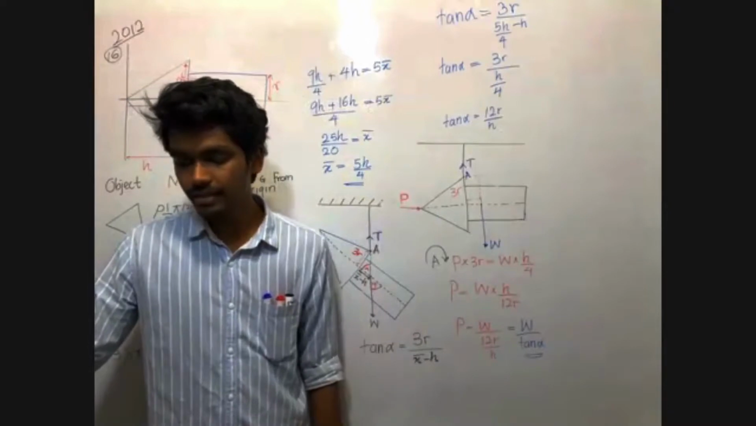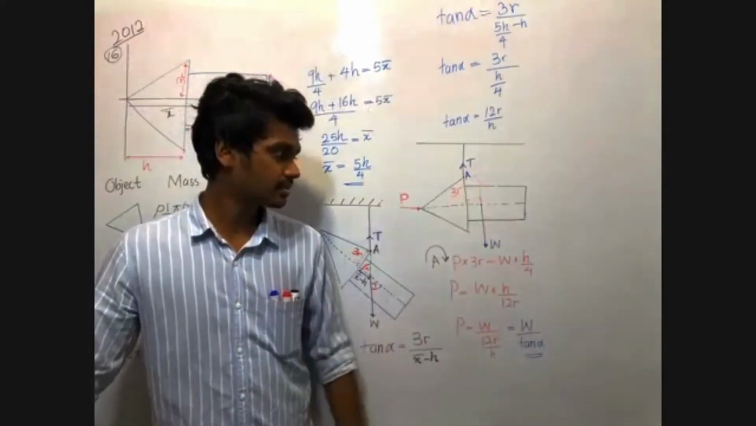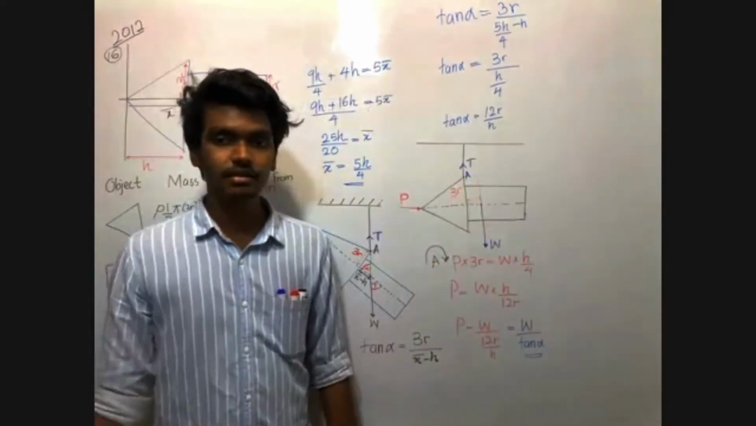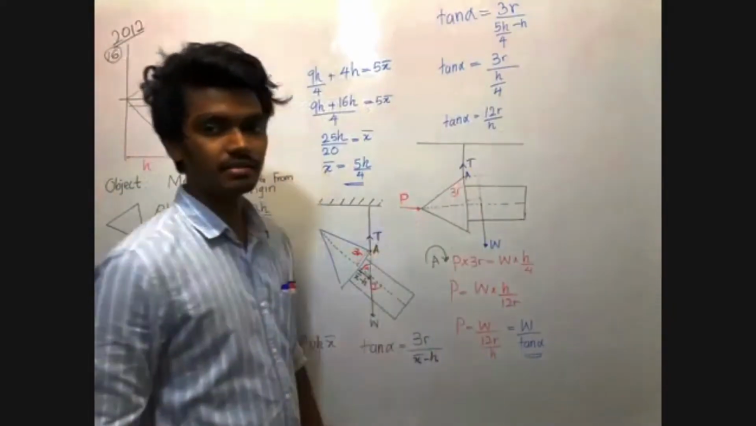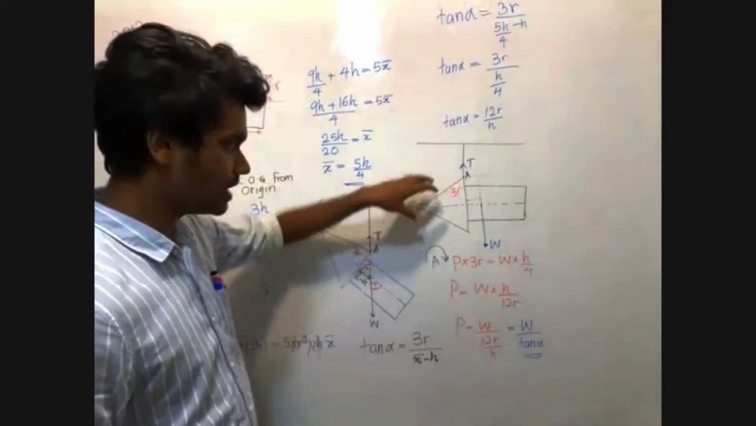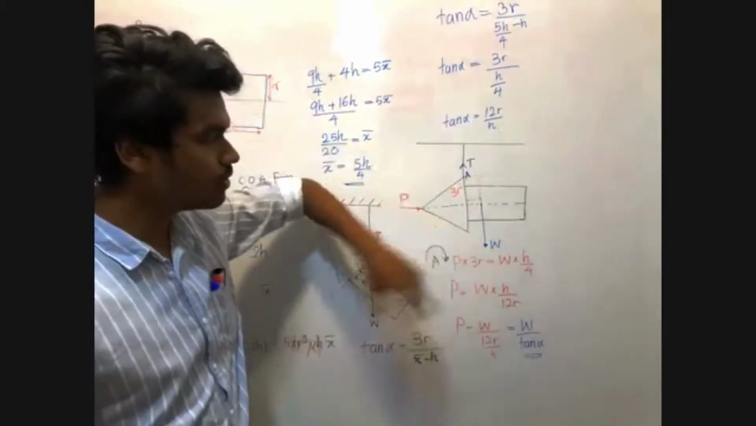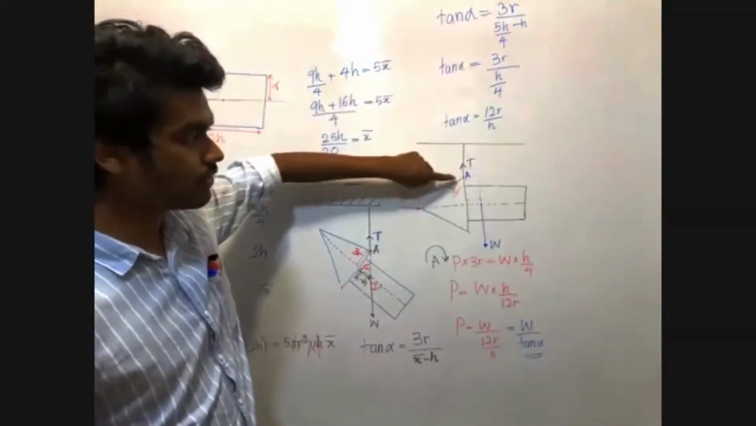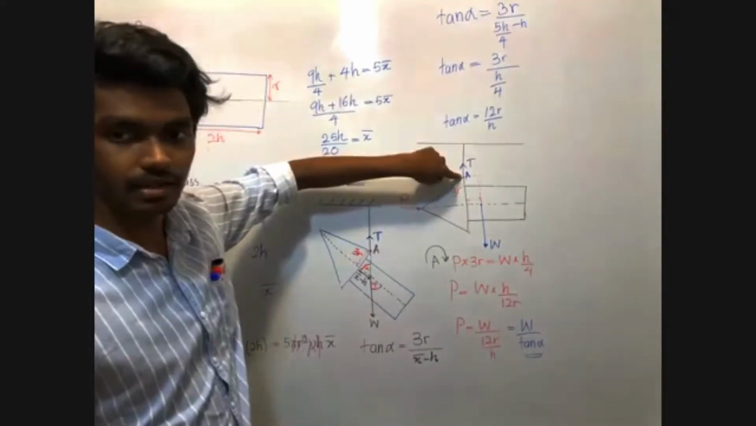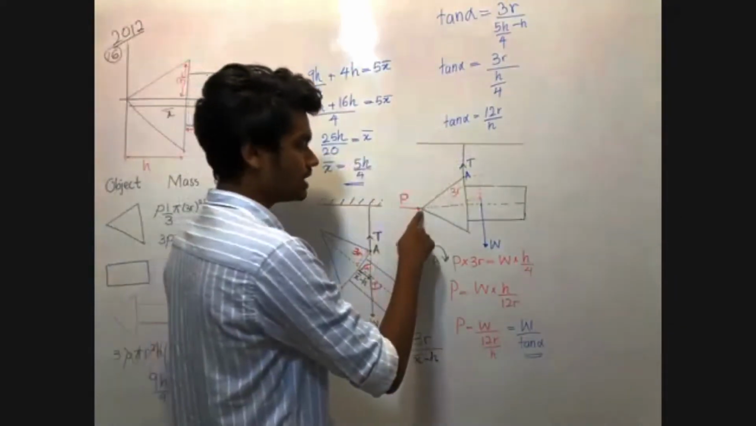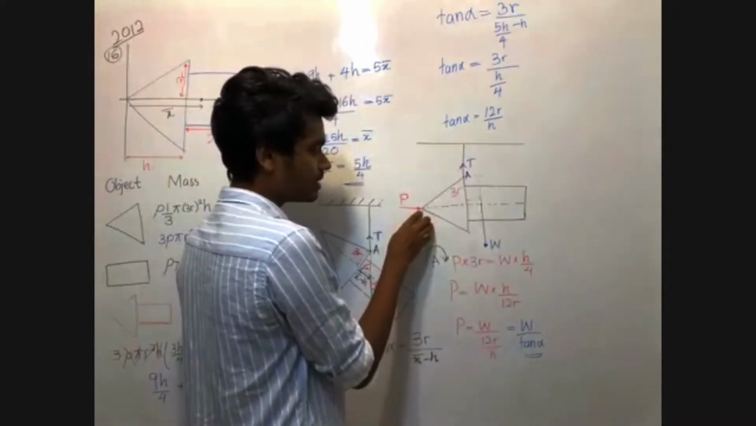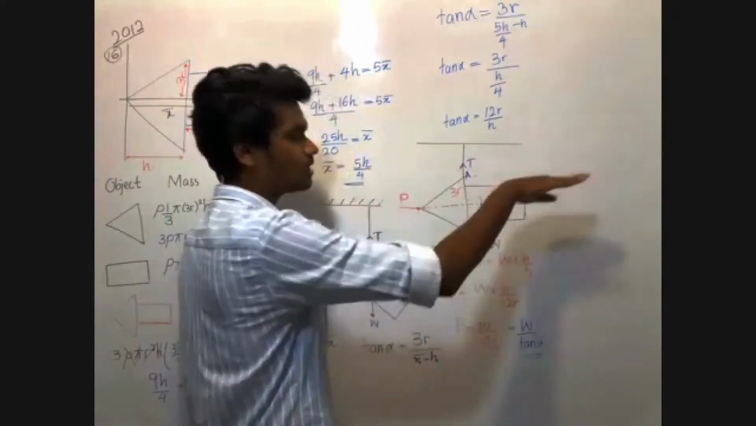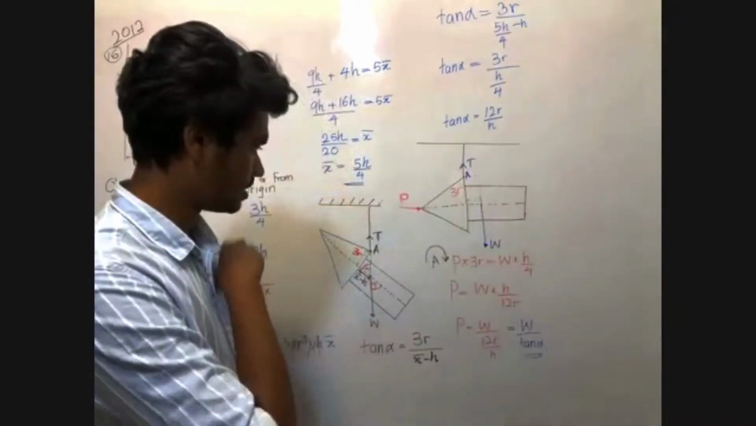And then they are also asking the tension. When you need the tension, where will you apply the moment? You will apply the moment at the vertex. When you need P in terms of W, you don't want T, so you apply the moment at A. When you need the tension, you apply the moment here, then P will not come into the equation.